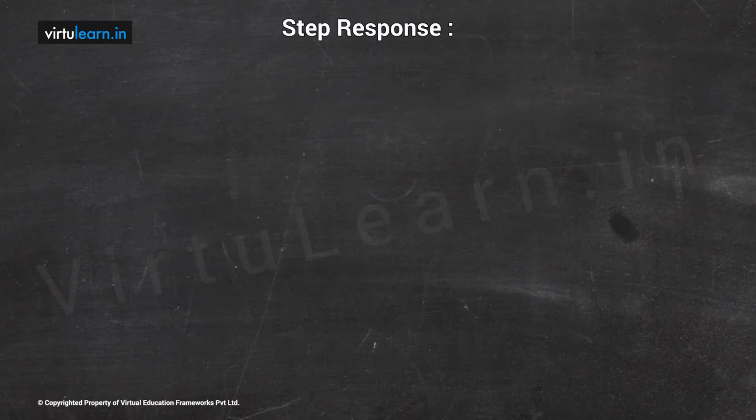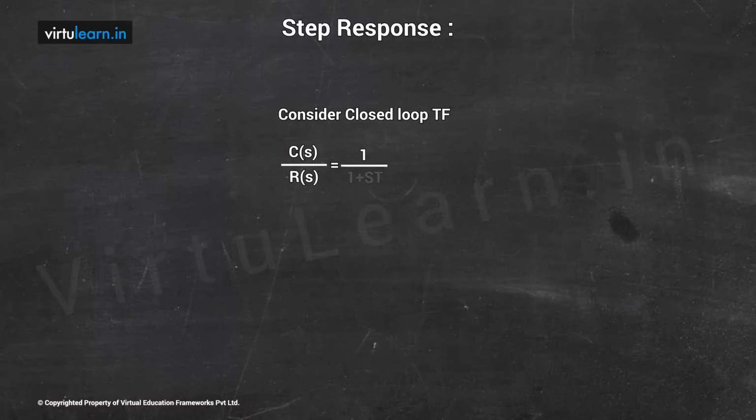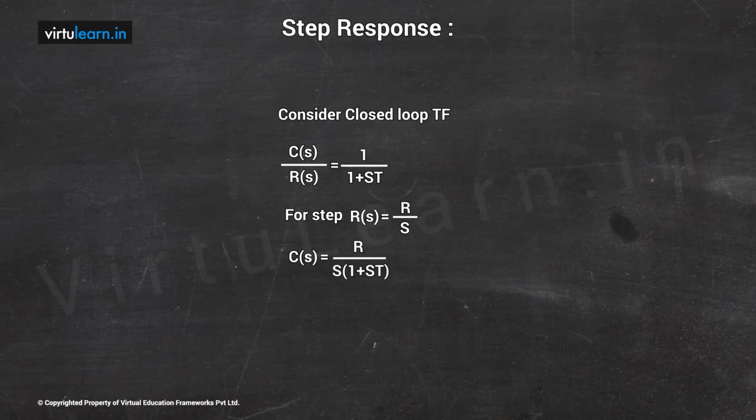We know the standard first order closed loop transfer function C of s by R of s is 1 divided by 1 plus sT. For step, R of s is R by s, where R is the step magnitude. If R is 1, it becomes unit step. Let us take R as the magnitude. Therefore, the output C of s becomes R divided by s into 1 plus sT.